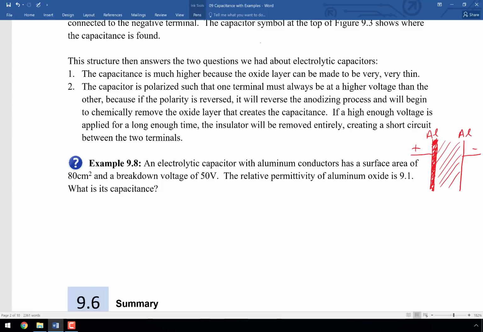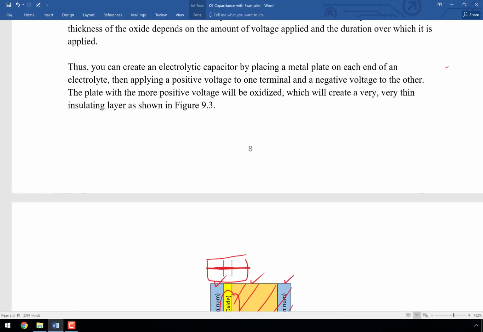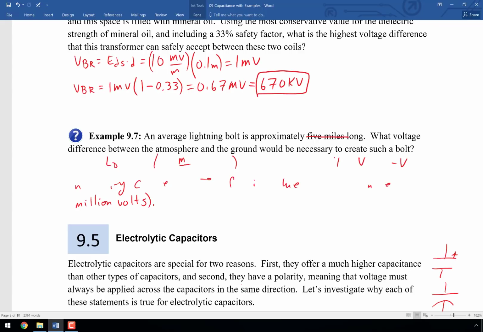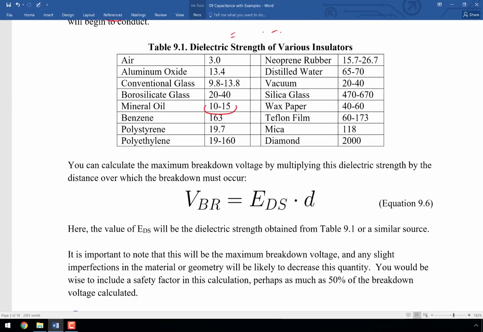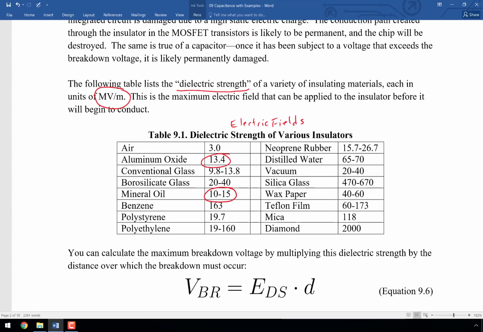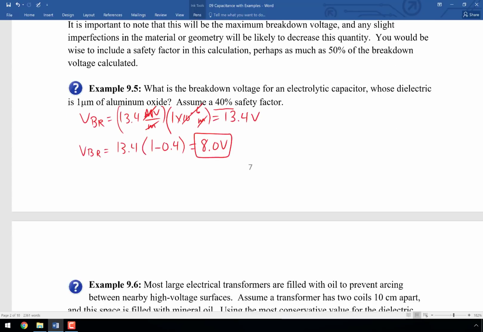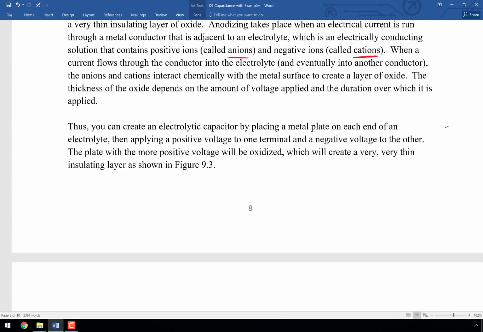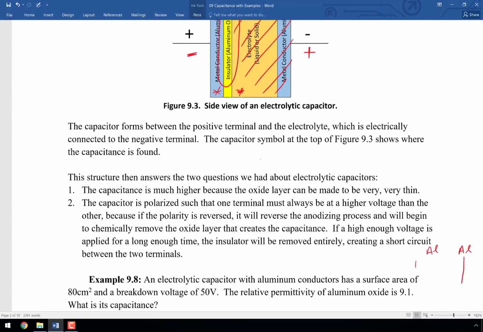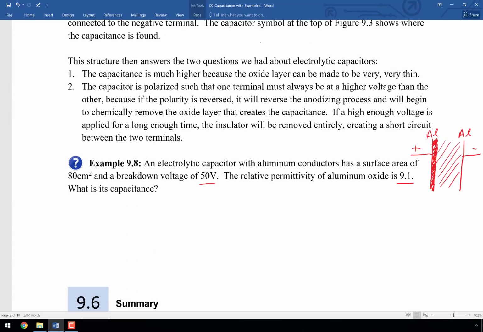But we do have a couple of other pieces of information. We know the breakdown voltage, we know the relative permittivity, and we can also look up the dielectric strength of aluminum oxide. So let's look back up here. Let's find out what is that strength. Aluminum oxide, we saw that it was 13.4. So now we're going to come back down here, and given that 13.4, we're going to work backwards. We now know the breakdown voltage and we know the dielectric strength, but we need to find the distance.